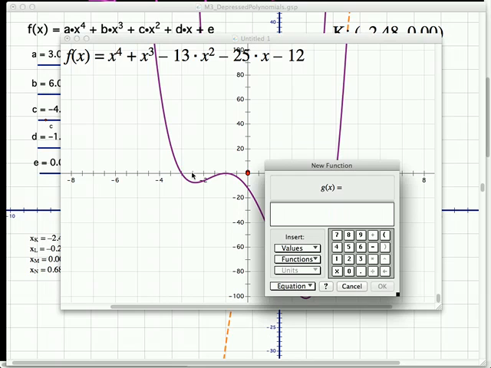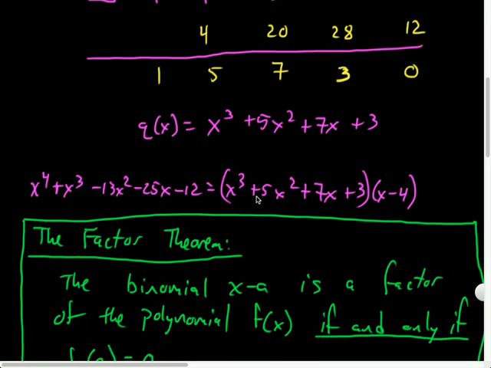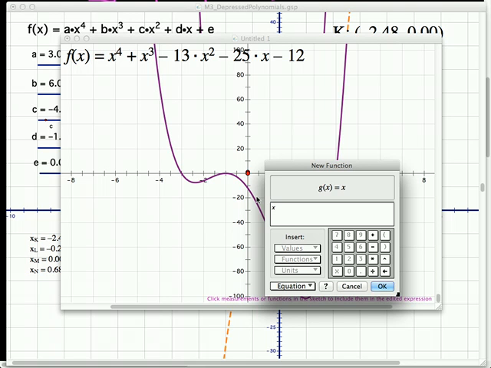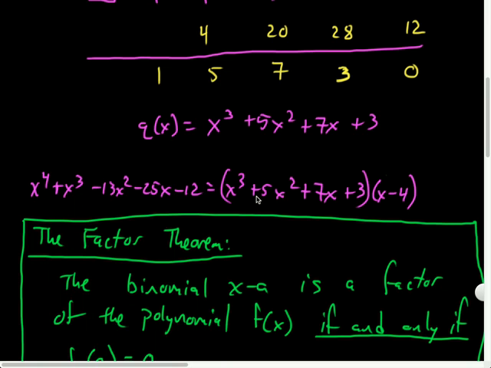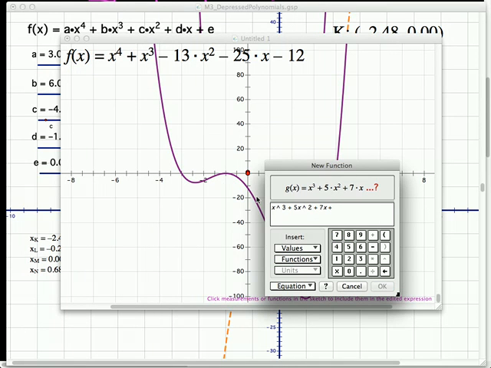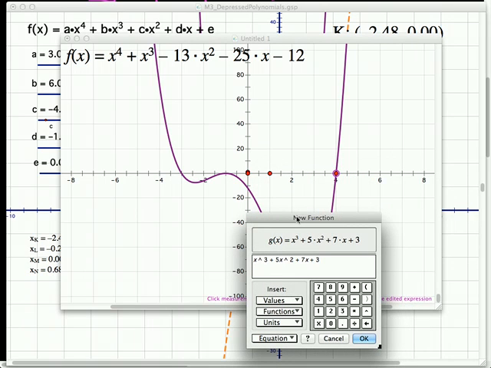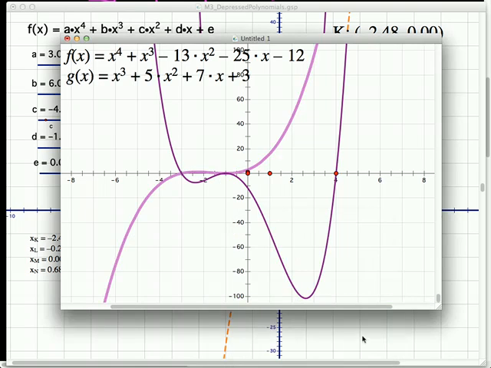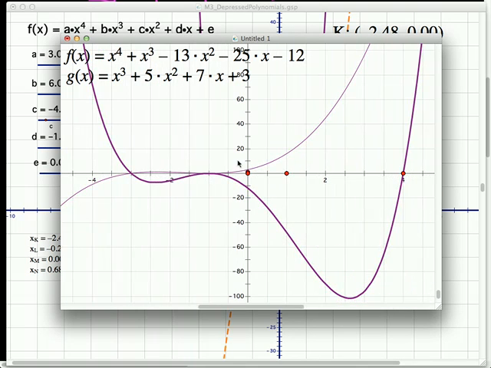All right, so let's graph x to the third plus 5x squared plus 7x plus 3. So when I graph this, where do I expect it to cross the x-axis? -3 and -1. Let's see what happens. Bam. Wow. What do you know?